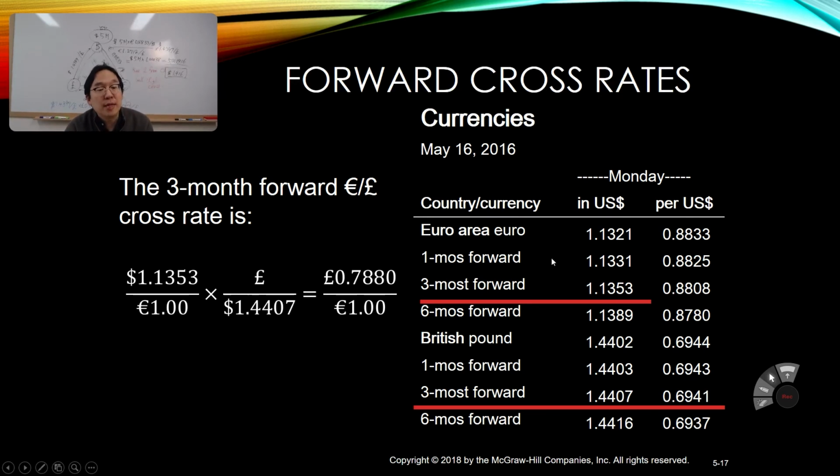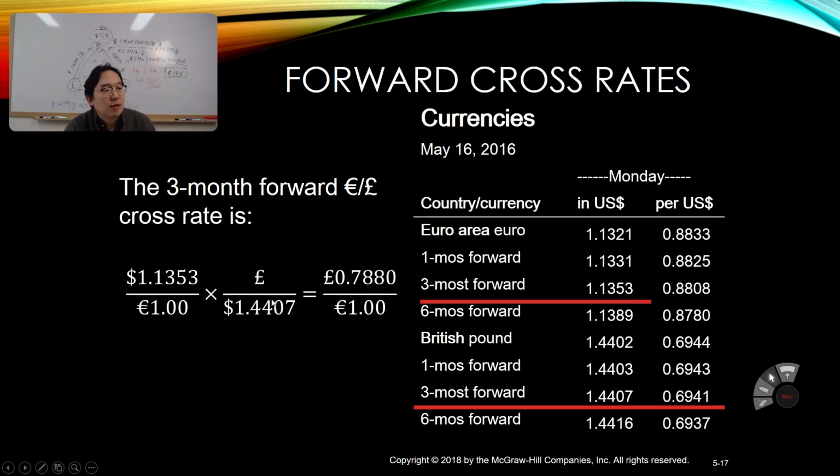So based on the currency table that you've seen before, let me take you back to 2016. Numbers over here: you have the 3 months forward rate between euro and US dollars, and then you have the 3 months forward rate between British pound and US dollars. Based on these two numbers, you can compute the euro to pound cross forward rate.